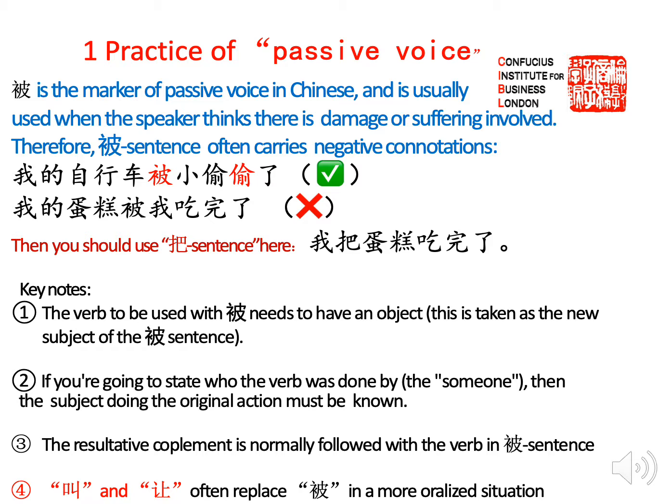Third, the resultative complement is normally followed with the verb in 被 sentence or in passive voice. And in some oralized situations, we can also use 叫 or 让 instead of 被.